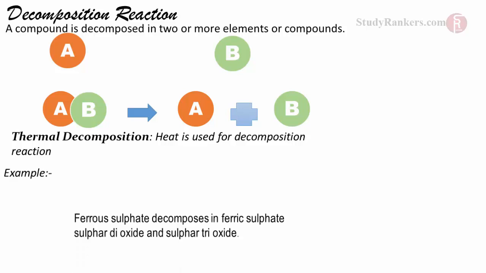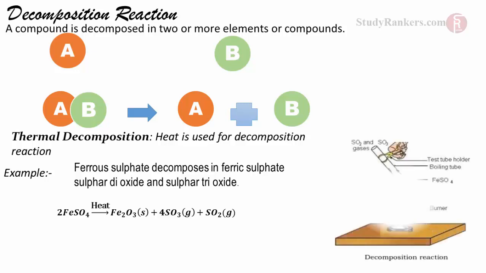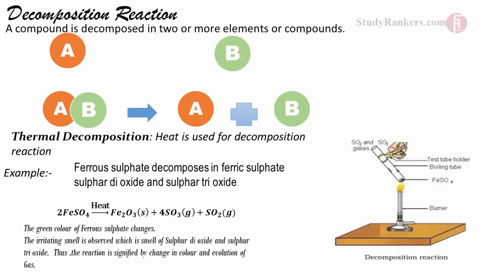Ferrous sulfate decomposes into ferric oxide, sulfur dioxide and sulfur trioxide. Here we have a balanced chemical equation. 2FeSO4 when heated gives Fe2O3 and releases gas SO3(g) plus SO2(g). The reaction is signified by presence of sulfur dioxide. Its presence can be felt by very bad smell. That is the smell like rotten apple.